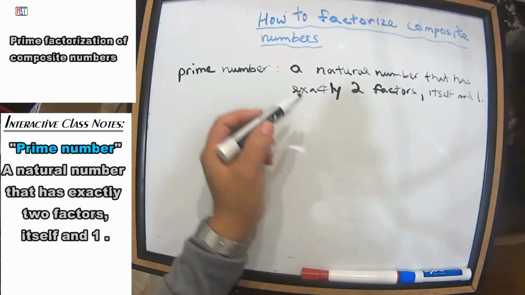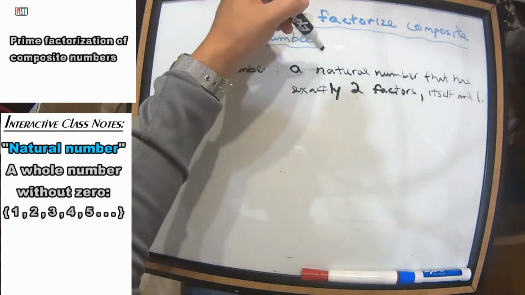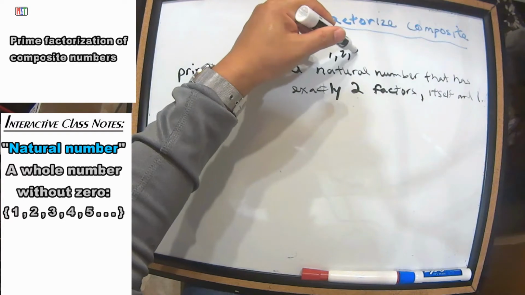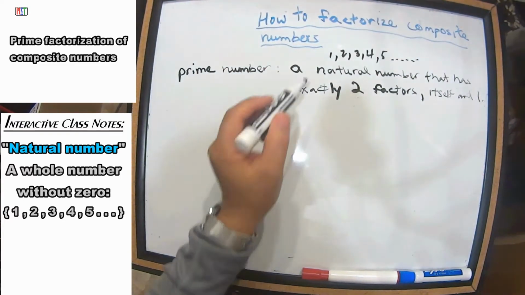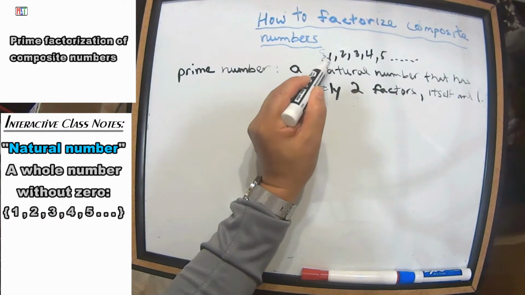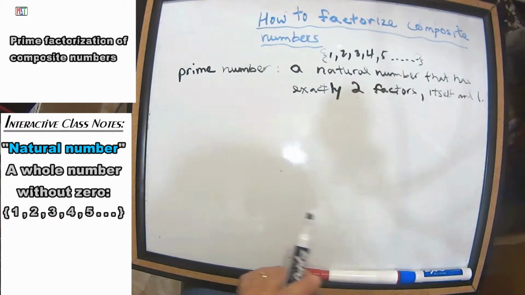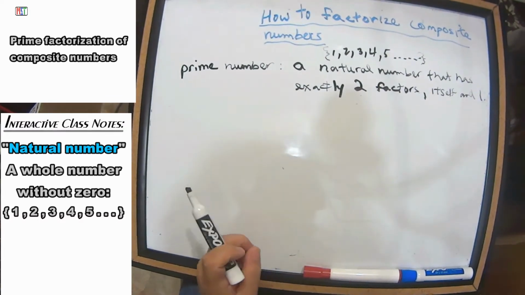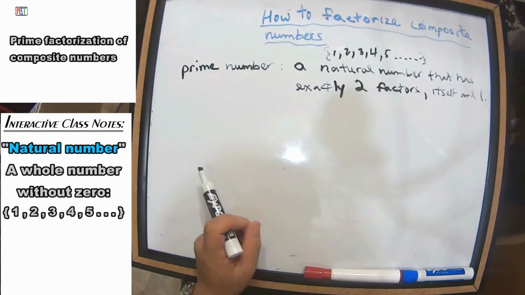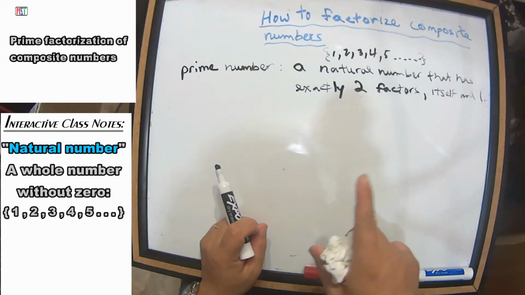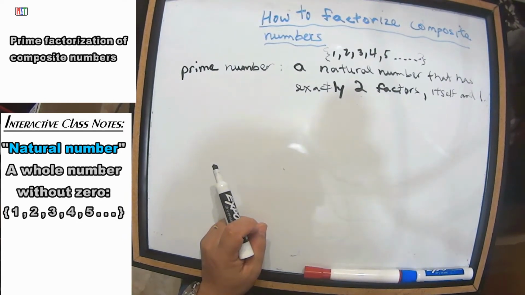Well, a natural number is a whole number other than 0. So for example 1, 2, 3, 4, 5, and so on and so on. Okay, so that is a natural number here. A set of numbers, whole numbers other than 0: 1, 2, 3, 4, 5, and so on. Okay, so that's a natural number. So a prime number is a natural number that has exactly two factors, itself and 1.